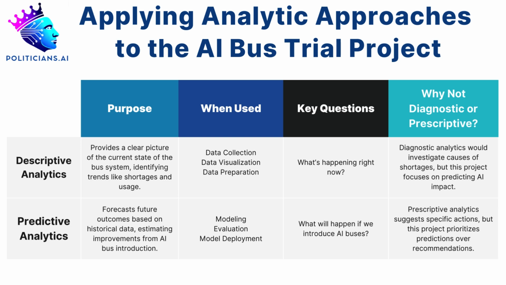Descriptive analytics gives us a clear picture of what's happening right now in the bus system. It allows us to identify where the shortages are, how many people are using the buses, and the routes that are under strain. This is important because we need to understand the problem before we can solve it.